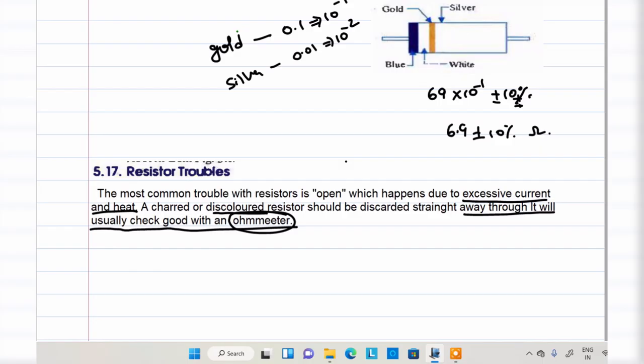One more important point: which of the following meters measures resistance? The options are A ammeter, B voltmeter, C ohm meter, and D none of the above. Which option is correct? Ohm meter is the correct option.